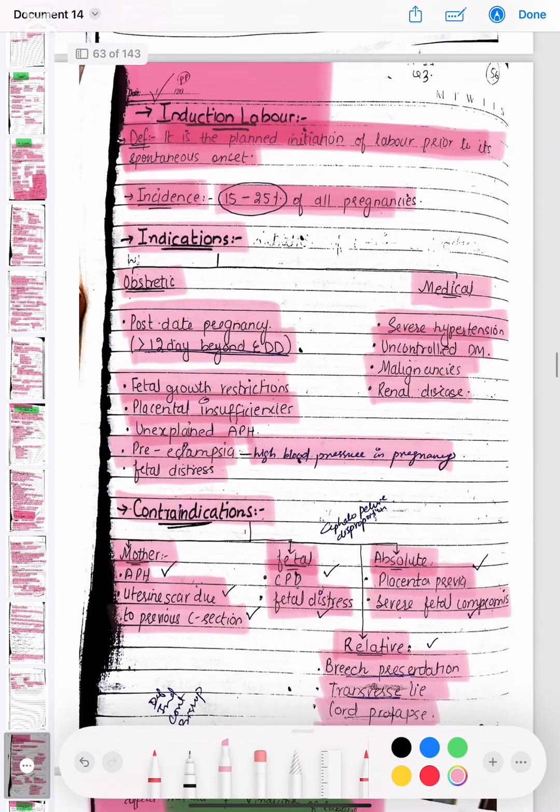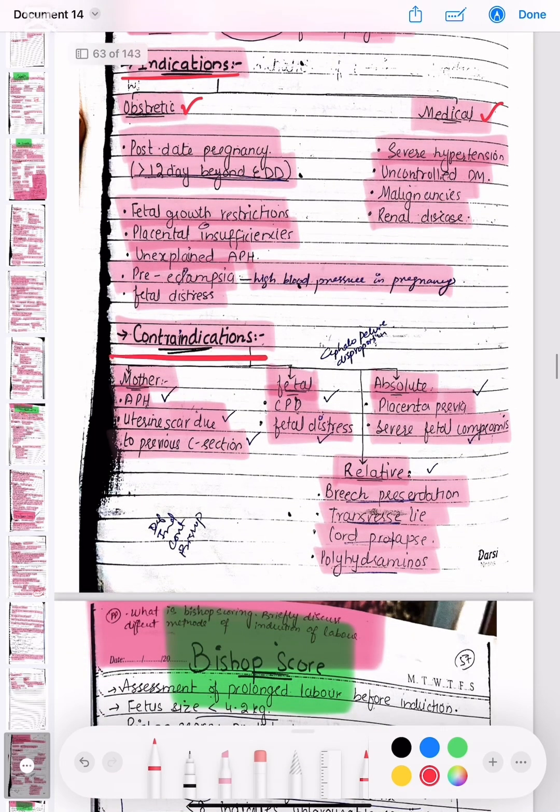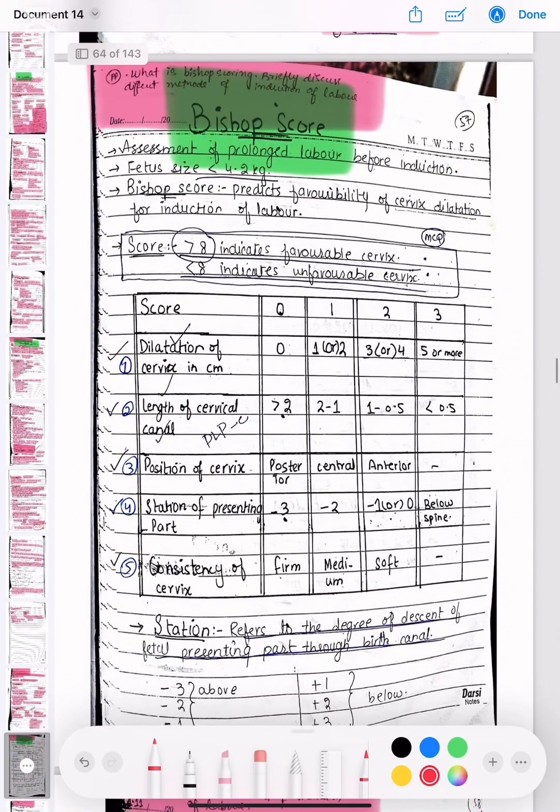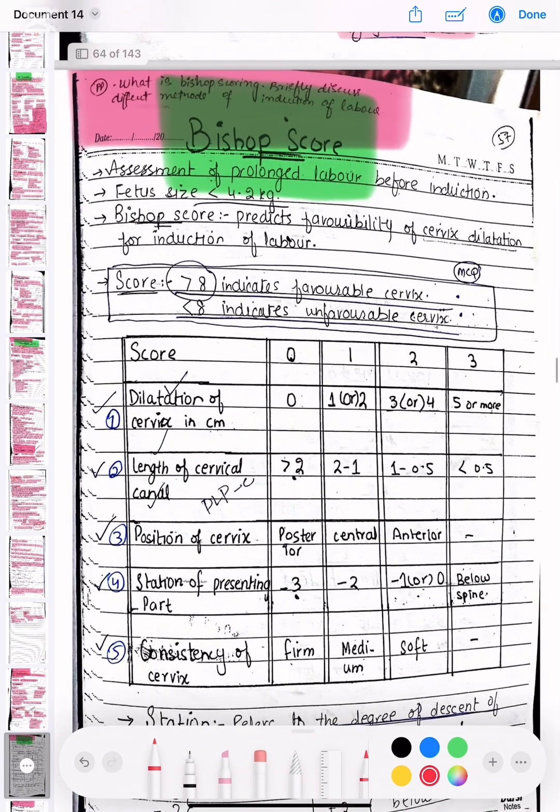So we have discussed the topic, the induction of labor, and the indications for the induction of labor, which are obstructed and medical indications. Then we discussed the contraindications, which are the maternal, the fetal, and the absolute. Now coming towards the next topic, that is Bishop's score. For Bishop's score, we are having a scenario: what is Bishop's scoring, and briefly discuss different methods of induction of labor. So the Bishop's score.